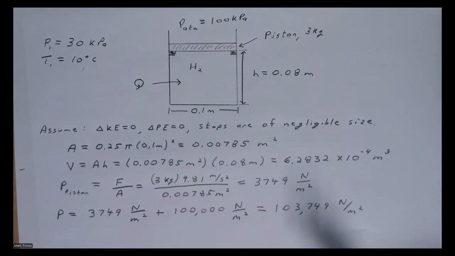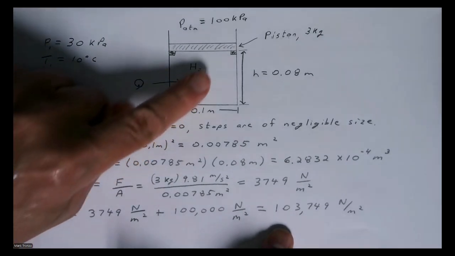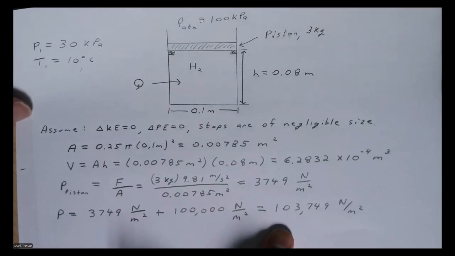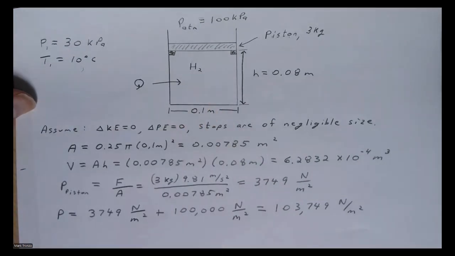So we have a lot of the stuff that we need. Again, this is going to end up being our P2 because that's what we're going to have to achieve. We're going to have to achieve this pressure to lift this piston off. But for right now, let's go ahead and calculate the mass of H2 there is here, because usually we're going to need that when we apply the ideal gas law when we go from state 1 to state 2.